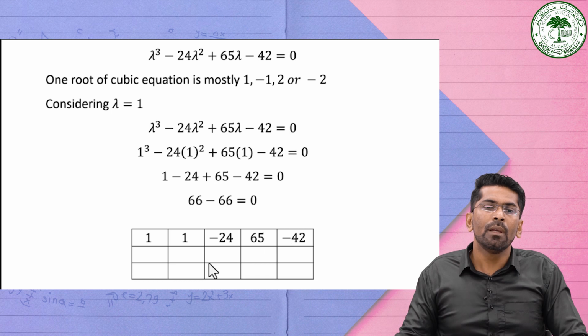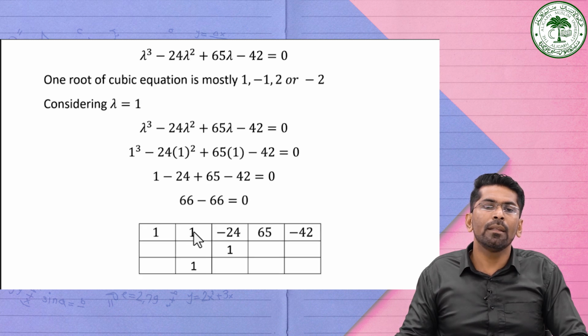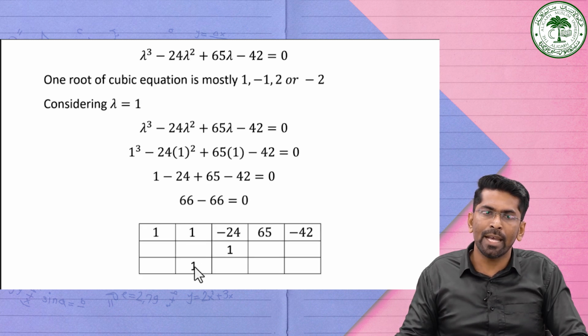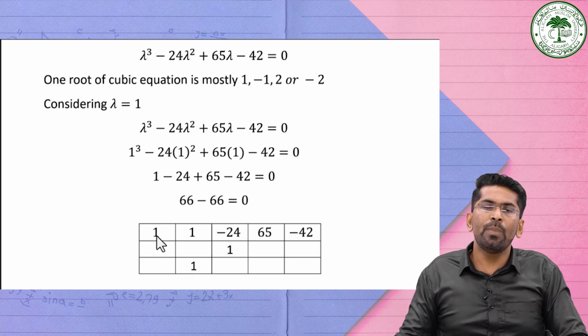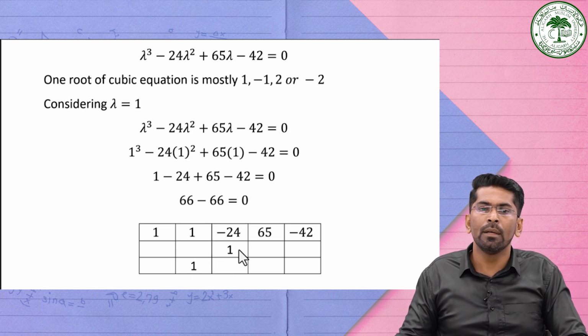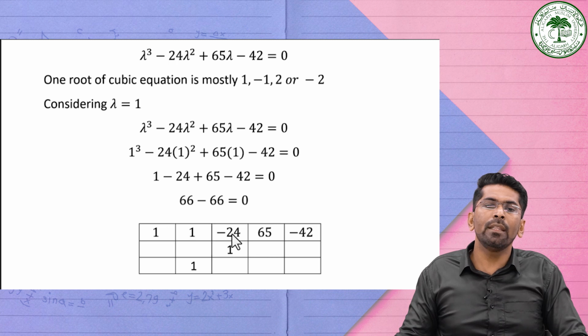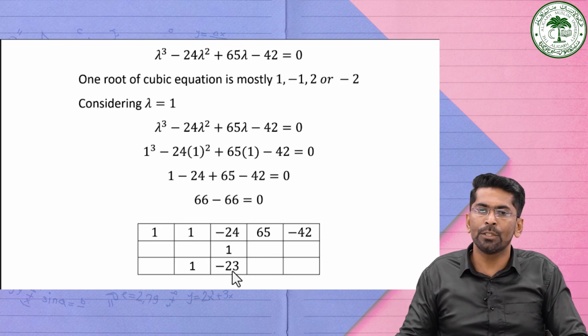Then I am going to write the first coefficient as it is. Then this particular root I am going to multiply with this 1, so it becomes 1 into 1, which I am writing under minus 24. It is 1 into 1, which is equal to 1. I am going to add these two terms, that is minus 24 plus 1, which is equal to minus 23. I am writing minus 23 here.